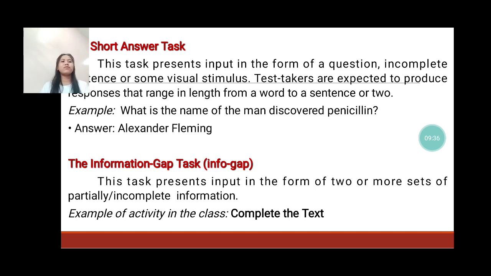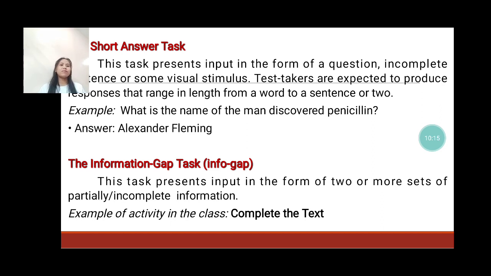This task presents input in the form of questions. So that is very common, especially among college students like us. So there are some students who prefer to have identification rather than enumeration, because there is a specific or exact answer that they are going to study.